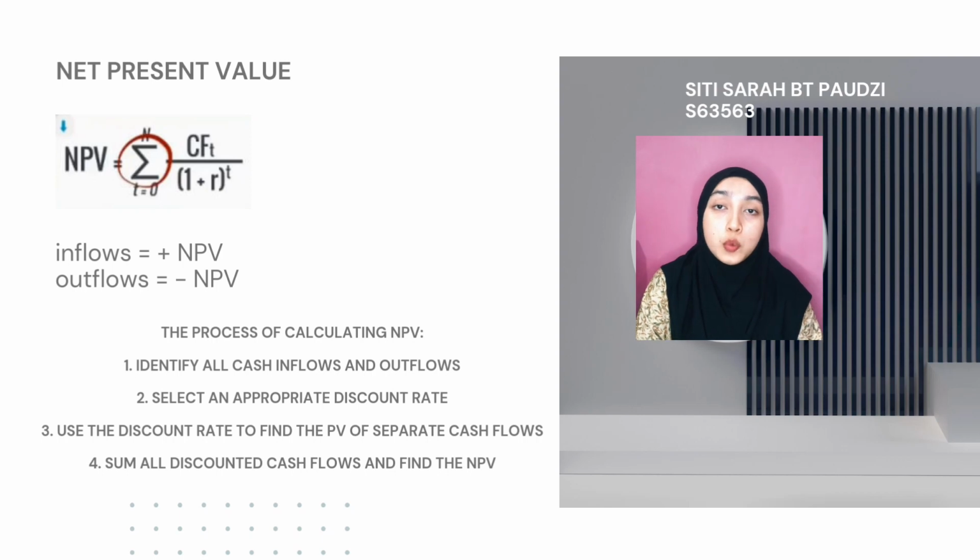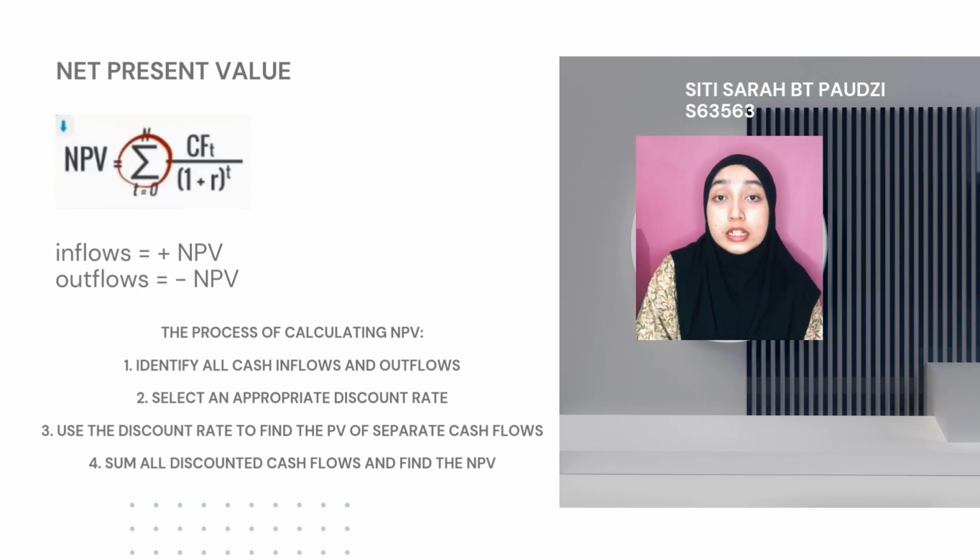As you can see from the formula, calculating the NPV of an investment goes through a process which consists of 4 steps. First, we need to identify all the inflows and outflows related to the investment. Then we must choose an appropriate discount rate, which then allows us to obtain the present value of the cash flow. Third, we use the discount rate to find the present value of the cash flow. Inflows are positive and increase NPV, while outflows are negative and decrease NPV. In the end, we sum all these cash flows and find the net present value of the investment.